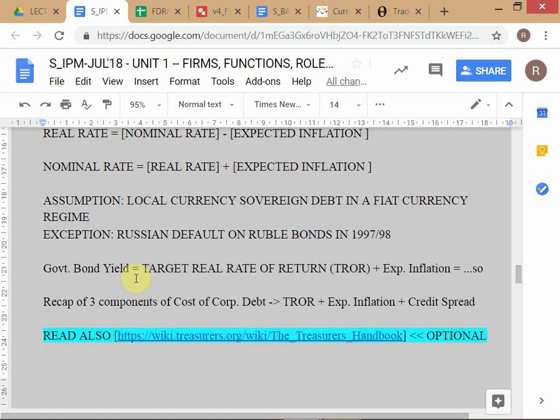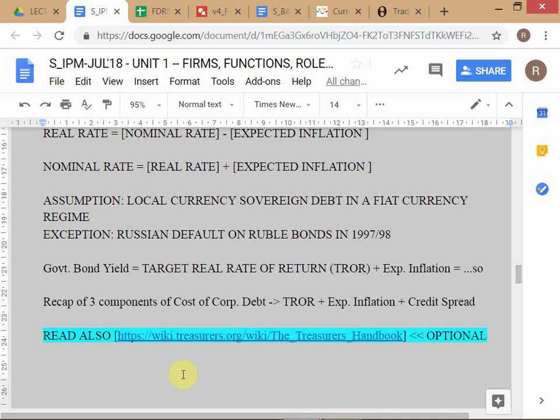Okay, suppose that's 4%. And then you will make a projection about what you expect inflation to be over the next 10 years. Suppose that's 3%. So then you will quote a YTM of 7%, 4% plus 3%. Is this clear?